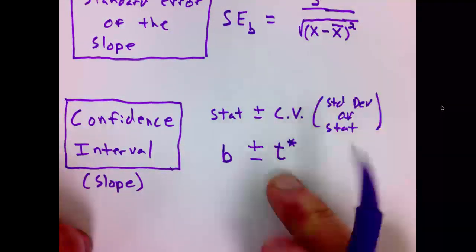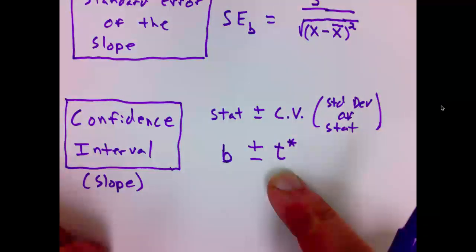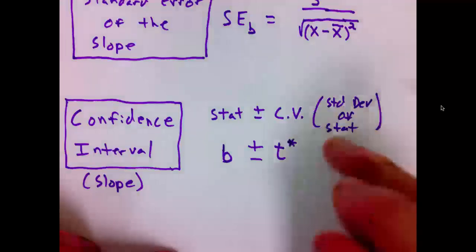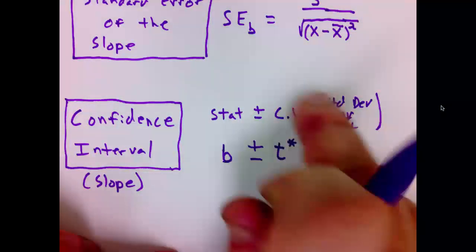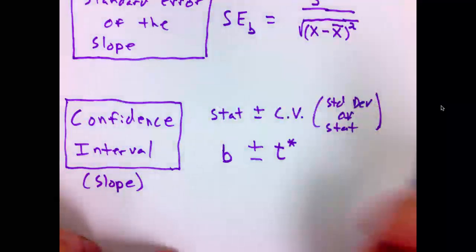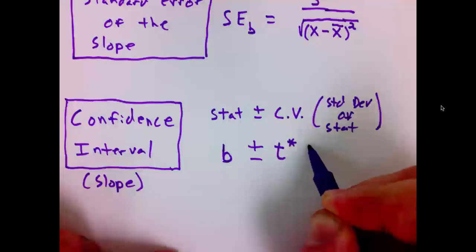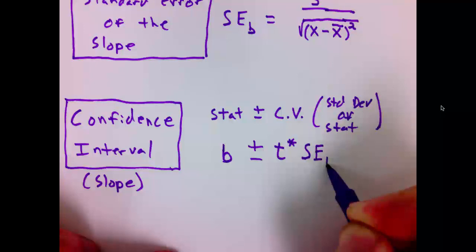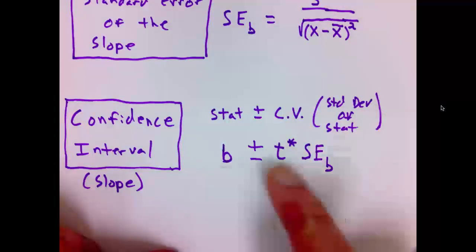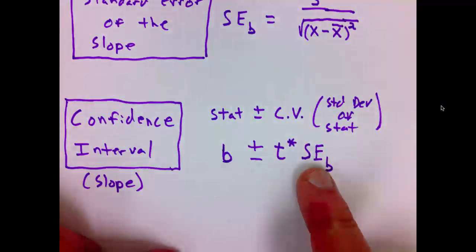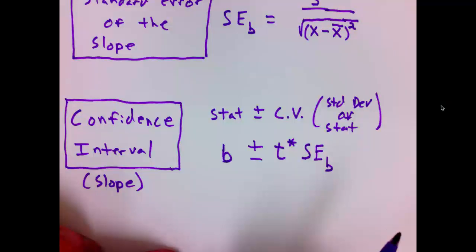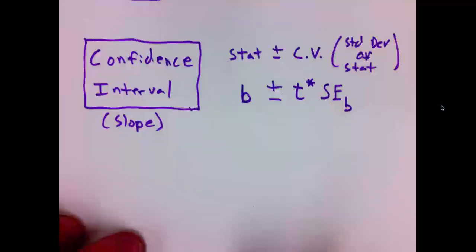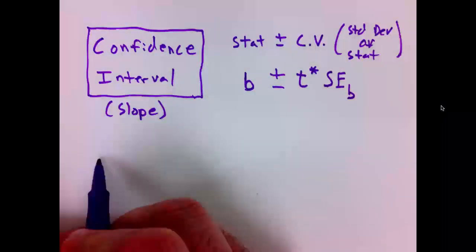And it's going to be a t star with n minus 2 degrees of freedom, again because we're dealing with paired data. And the standard deviation of the statistic, well, that's our standard error of the slope. So it's going to be t star times SE sub b. And we're going to get this slope and this standard error of the slope directly from our calculator, from some regression output.